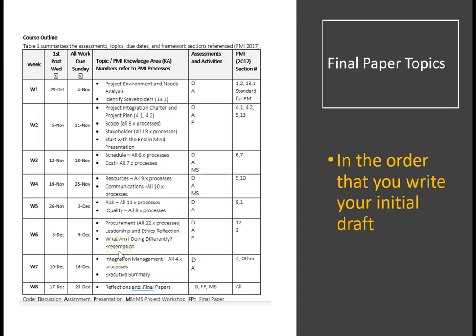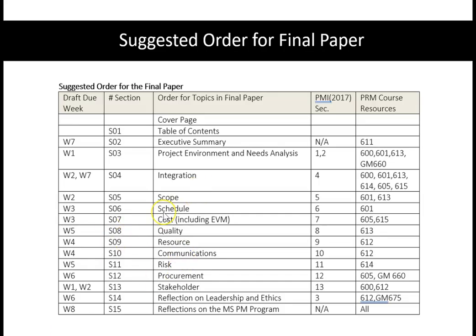I would put the course outline on your refrigerator. This is all your due dates, and it explains which topics, which PMI knowledge areas you are responsible for each week, and it's in the order in which you are writing your initial draft. The suggested order for the final paper is also there, and you'll notice that the order in which the topics are put into the final paper is knowledge area order, so essentially the order of the chapters in the PMBOK guide, which just makes it easier for everyone to find them. And so, as you can see, some things are out of order.